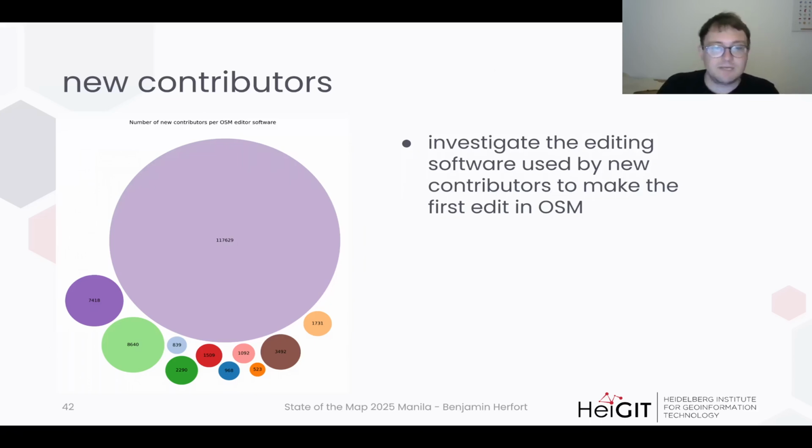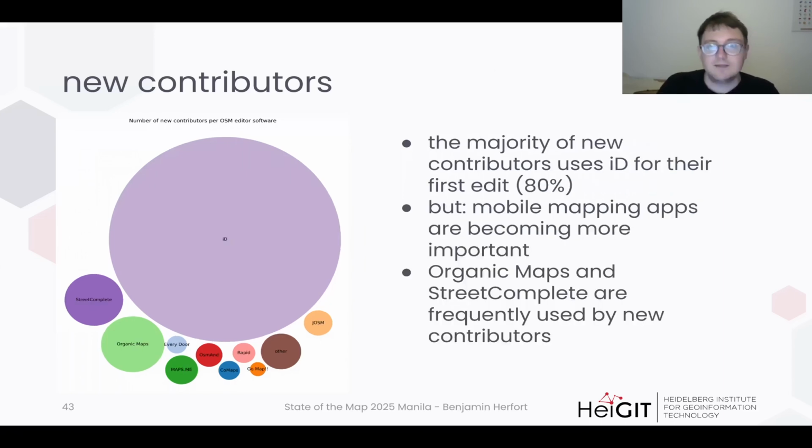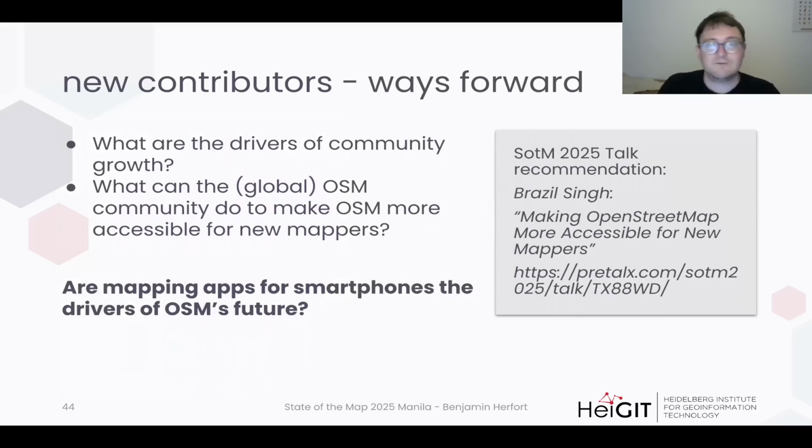The biggest one might not be a big surprise for you. Here's the solution. Of course, the majority of new contributors use iD for their first edit. But also mobile mapping apps are now becoming much more important. If you look at Organic Maps or StreetComplete, these apps are frequently used by new contributors. And this kind of leads me to the way forward for this part of the analysis.